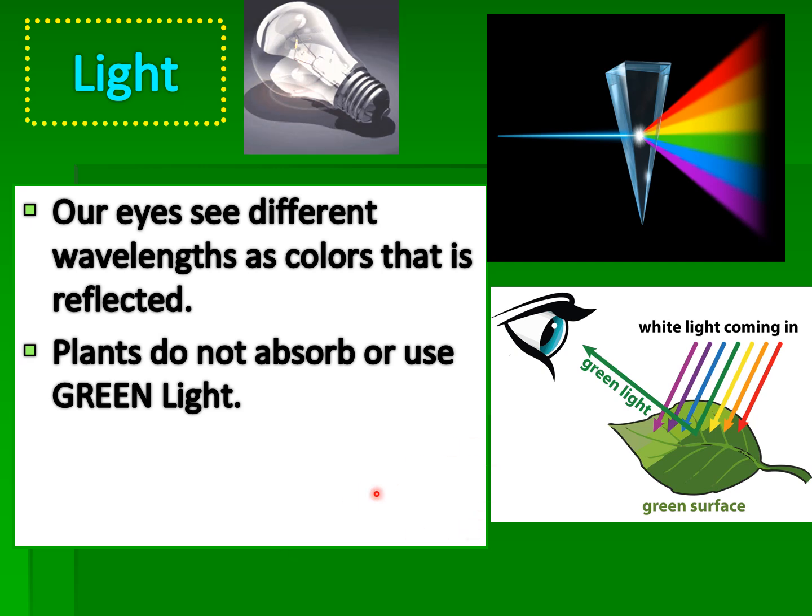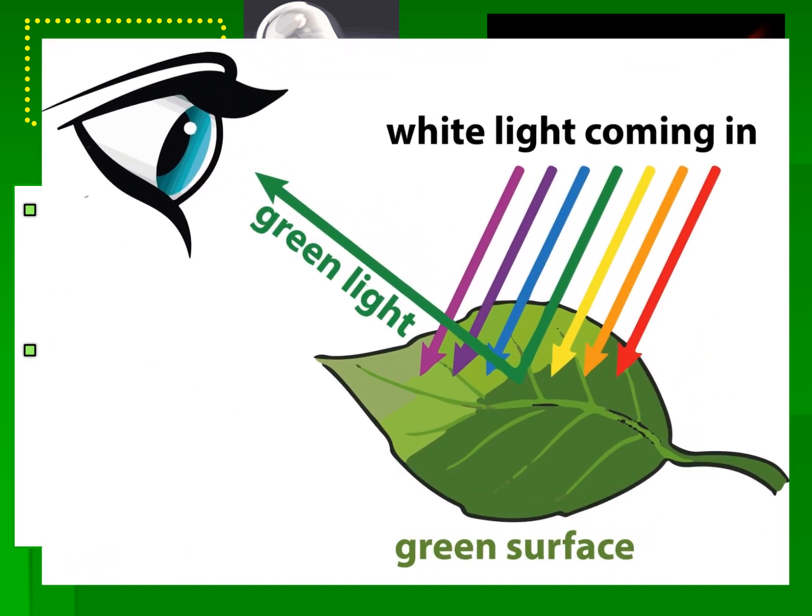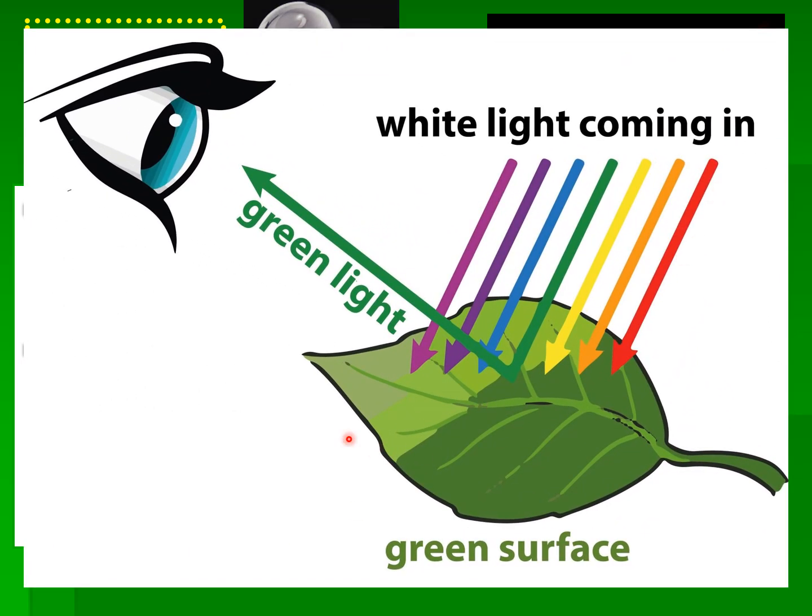Another thing I wanted to point out was sunlight. Our eyes see different wavelengths as colors are reflected. Plants do not absorb or use the green light. So if we're looking over here at the spectrum, we can see that there's a big array of spectrum. The plants are going to reflect the green light. So they will be absorbing all of the other ones with the chloroplasts, and that's what we saw earlier in the microscopic slides where we saw the green chloroplasts streaming.